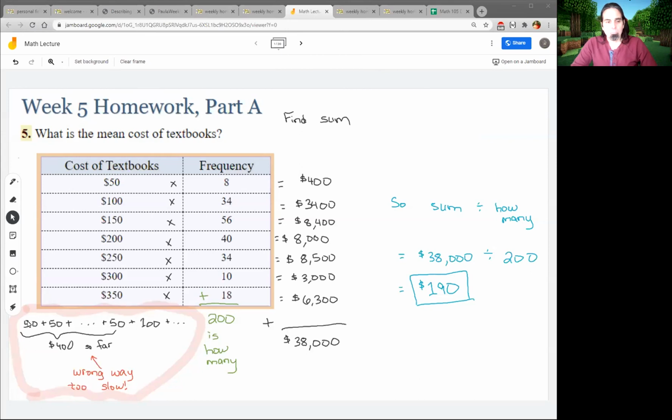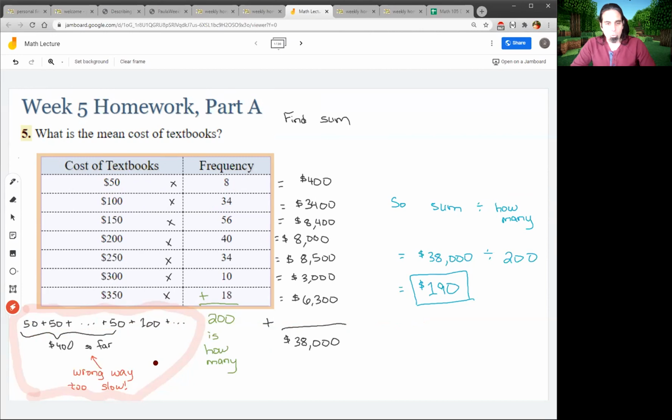So the number 5, what's the mean of the cost of the textbooks? We want to add them up, find the sum, and then divide by how many. The sum we could get by adding them all up. We have 50 8 times, 50 plus 50 plus 50 plus 50, 8 different 50s. That would just be annoying. 34 100s, we'd be here all day adding these up. Our thumbs would get tired of calculator pushing.